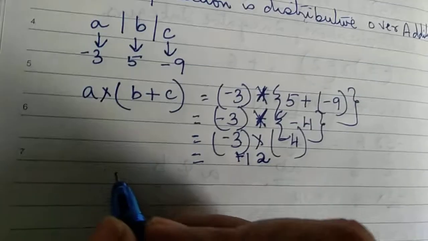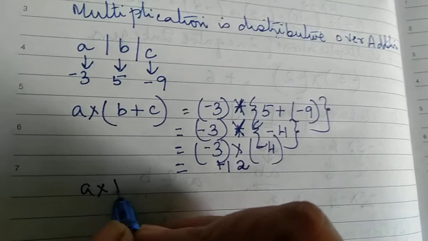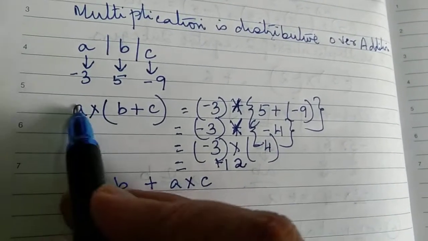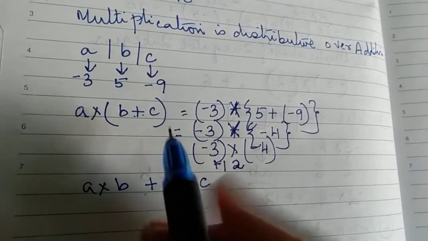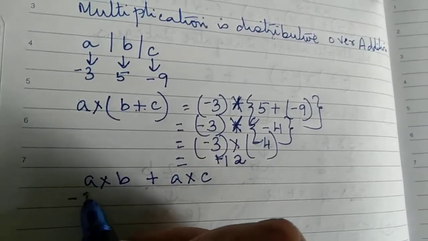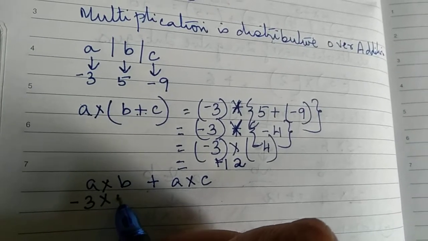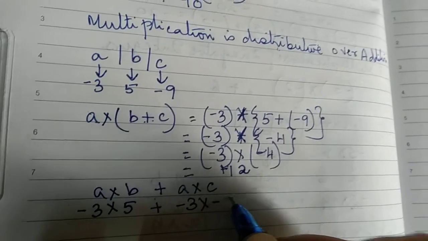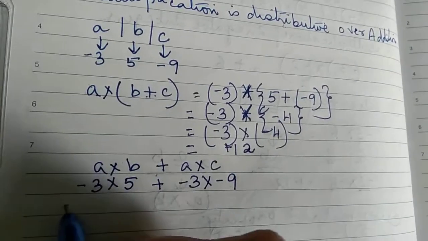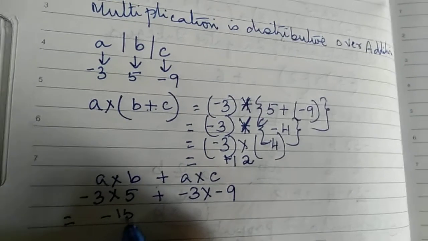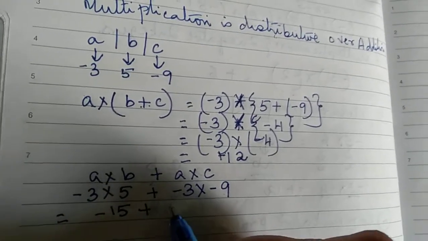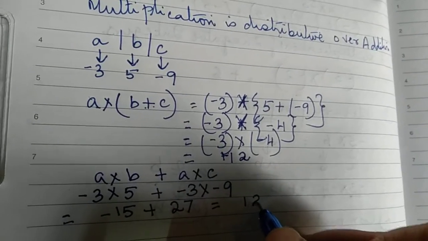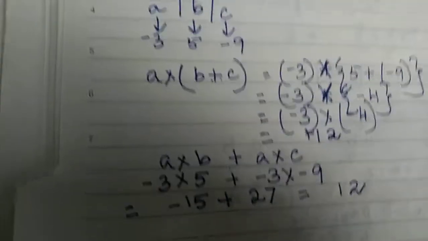Now, if I multiply a into b plus a into c, a into b plus a into c. That means, what did I say? Take a as minus 3 into 5 plus minus 3 into minus 9. So that is equal to minus 15 plus 27. That is equal to 12. Okay.